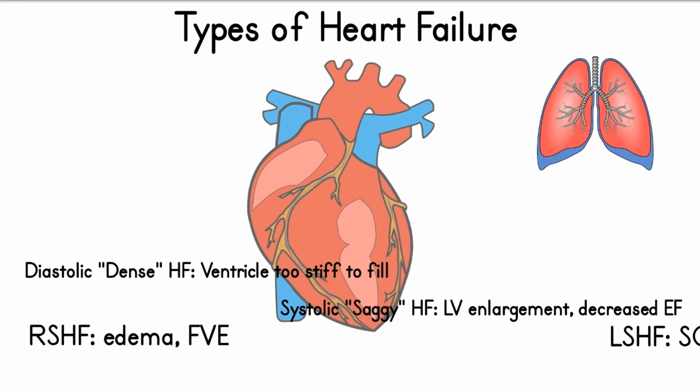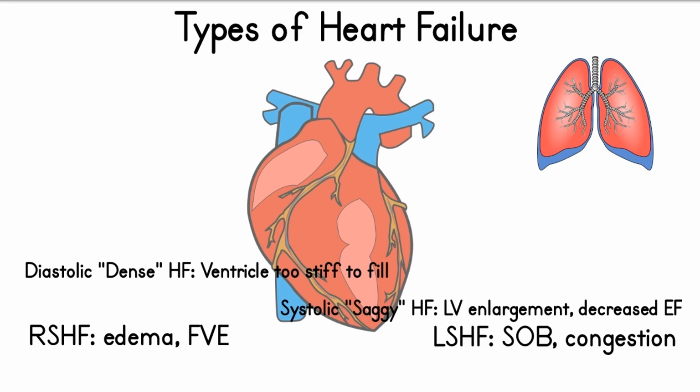Systolic heart failure, or saggy heart failure, occurs when the heart cannot pump enough blood throughout the body, leading to a decreased ejection fraction. The ejection fraction is the percentage of total blood that is pumped out to the body by the left ventricle. A healthy normal percentage is anywhere from 55 to 70%. There is an increased resistance as the left ventricle tries to pump blood out to the body. This can cause the left ventricle to enlarge.